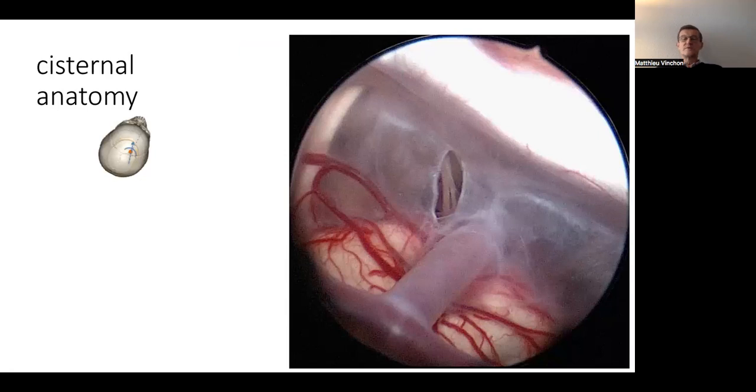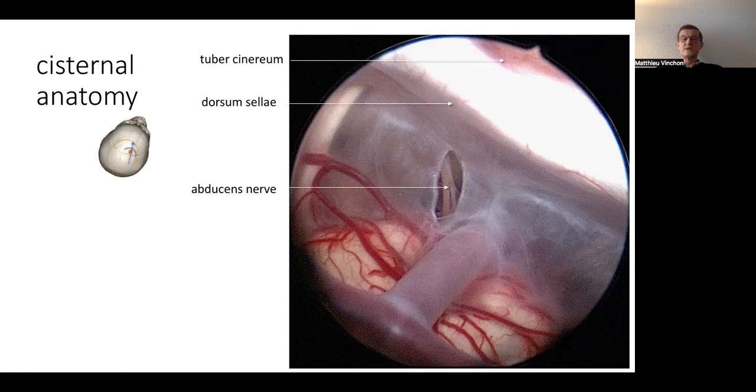Once you have opened the floor of the ventricle, which can be very low, like here, you can see the cisterns. You have the tuber cinereum anteriorly, the dorsum sellae. You see the abducens nerve coming from the pontobulbar fissure. You can see Dorello's canal where the sixth nerve goes.